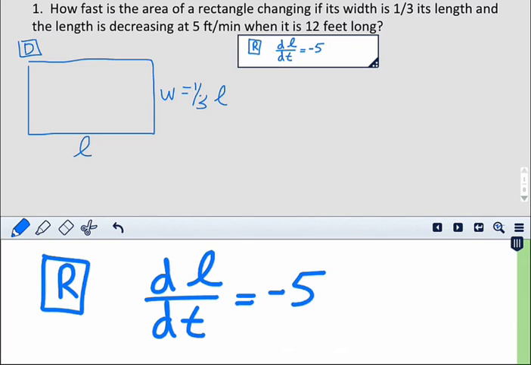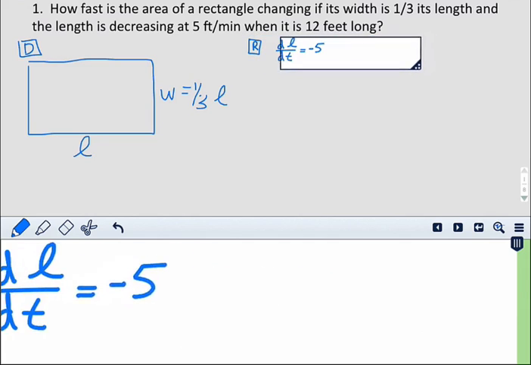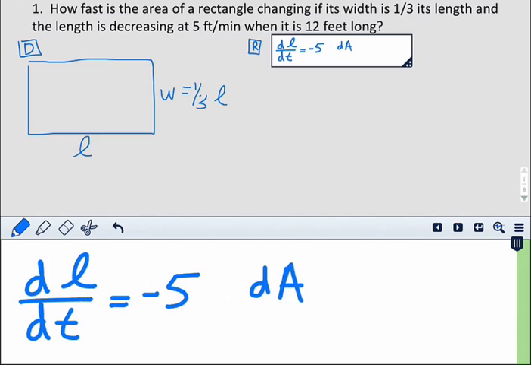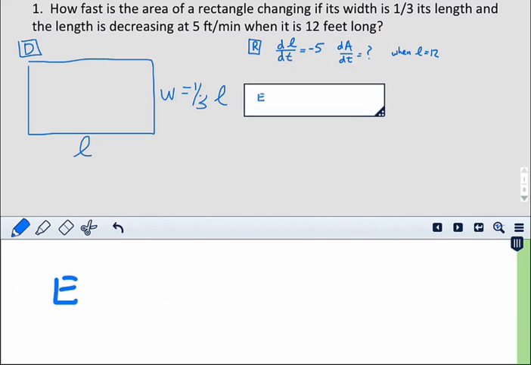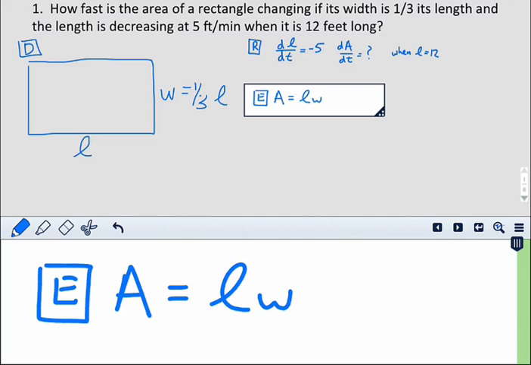And what we're trying to find is how fast the area is changing. So what we're trying to find is dA over dt. Now the stipulation is we want to know this rate when L equals 12. Alright, so we're going to get some equations here. So one, we know the area of a rectangle is length times width.